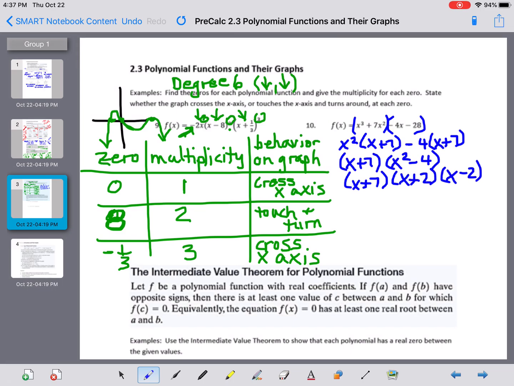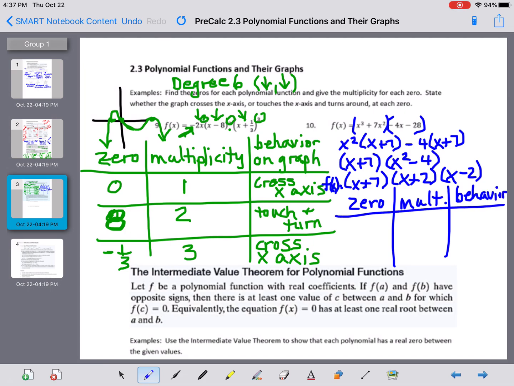All right, does that factor anymore? Nope, that looks like that's all. So there's my function now in factored form. So I can see that I have roots, zeros, x-intercepts, whatever you want to call it, and behavior.